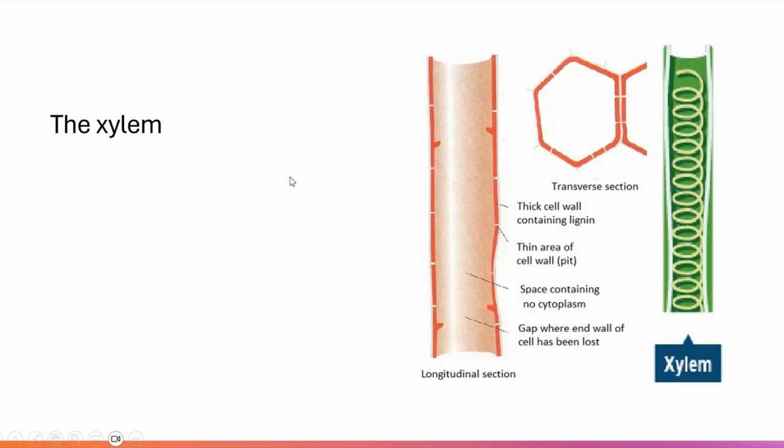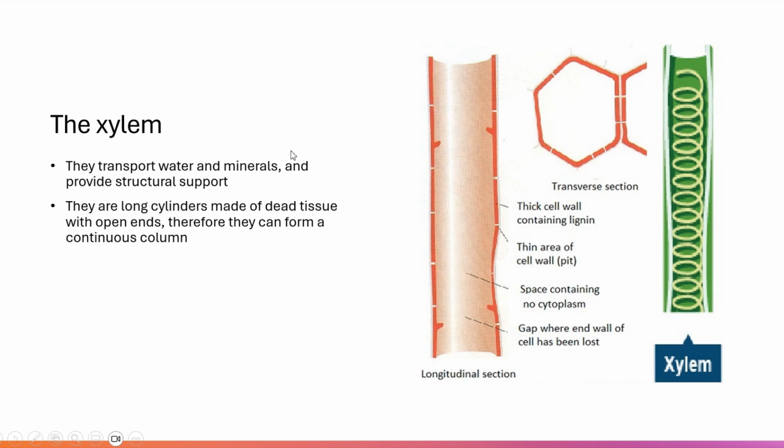So we need to talk about how that's done. First of all, the xylem, you need to understand what the xylem is. They say up the xylem, down the phloem, but what does that actually mean? The xylem transports water and minerals and provides structural support. They are long cylinders made of dead tissue with open ends, therefore they can form a continuous column. So you need to know about that.